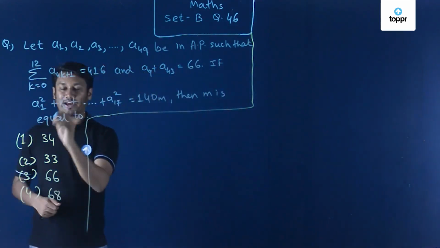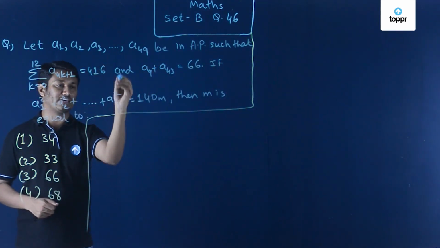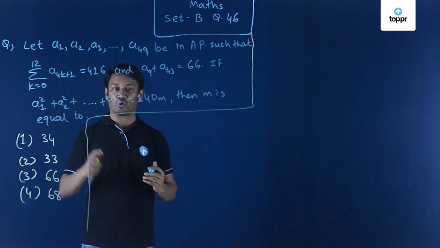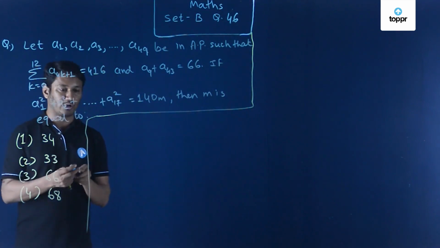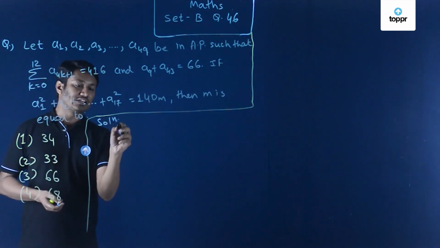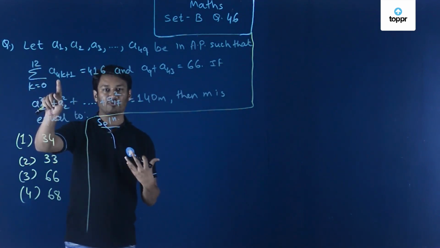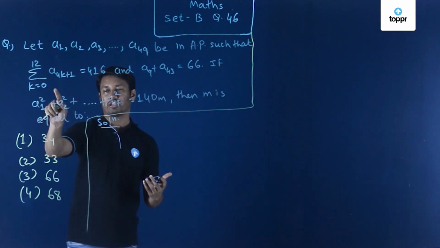Also, if A1 squared plus A2 squared plus up to A17 squared is equal to 140m, then we have to find out the value of m. Let us see how we solve this particular question. The very first thing I'll do is expand this summation and see what information we can extract from this equation.